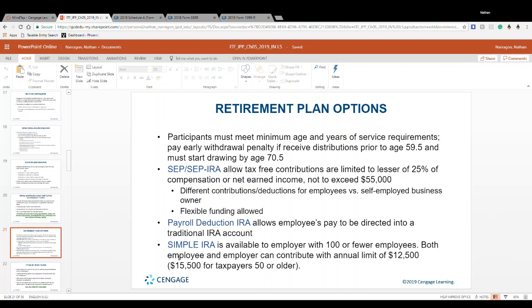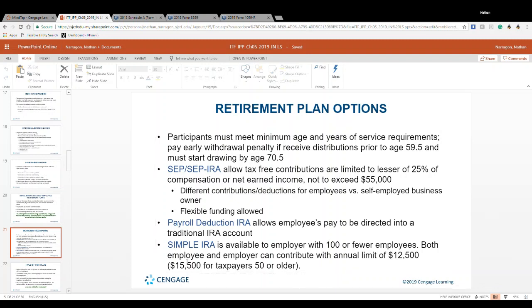The payroll deduction IRA allows employees' pay to be directed into a traditional IRA account. That's what I was already talking about when it comes from gross pay. And then the SIMPLE IRA is only available really to employers with 100 or fewer employees. Both employer and employee can contribute with an annual limit of $12,500, or $15,500 for taxpayers 50 and older.